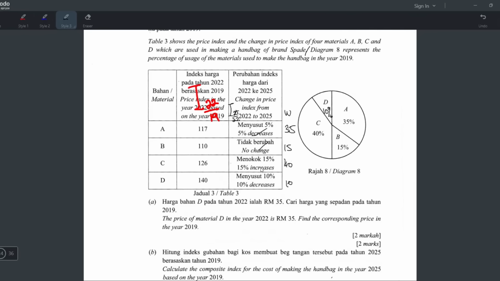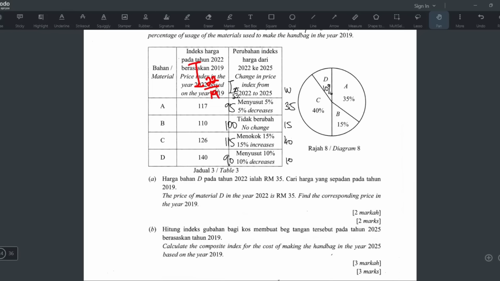But they tell you the percentage change, right? So you can convert to the I, very easy. If they say decrease, you make 100 minus. If they say increase, you 100 plus. So if they say 5% decrease, it is 100 minus 5, 95. No change means 100 plus 0 lah, 100. Okay, 15% increase is 100 plus 15, 115. 10% decrease, 100 minus 10 is 90. Okay, so we have two price indices with different years.